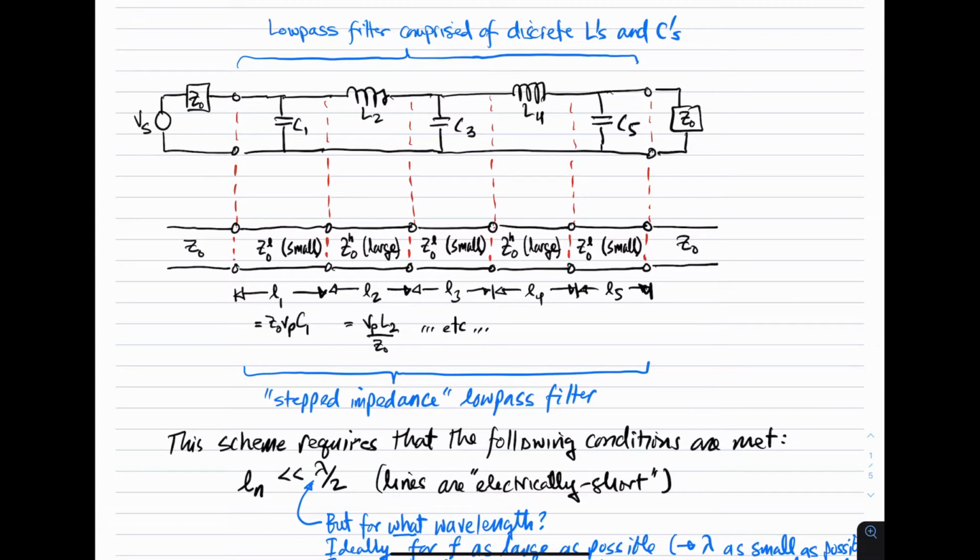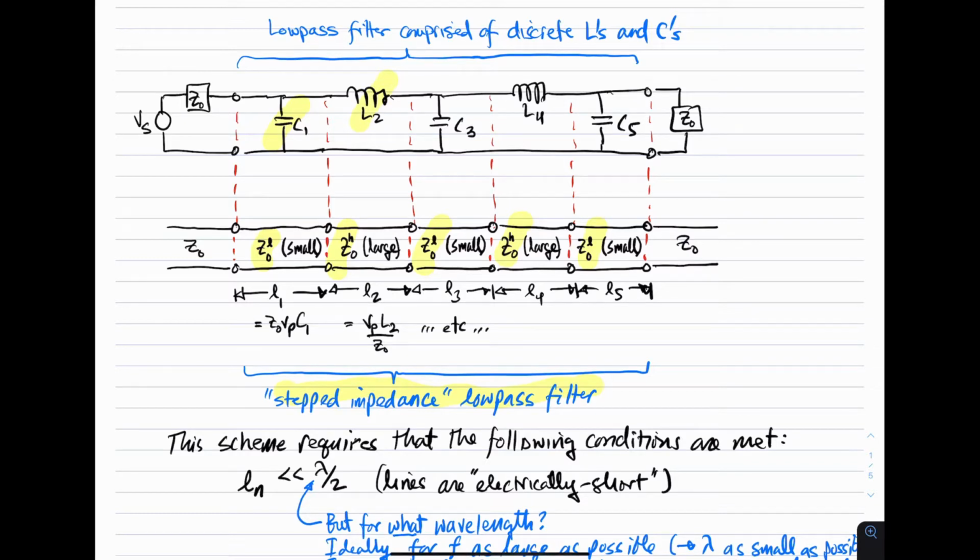So let's get started. A stepped impedance low-pass filter is a filter which is comprised of a continuous section of transmission line in which we change the impedance of the transmission line in steps. Each one of these sections of the transmission line represent a shunt capacitance or a series inductance.